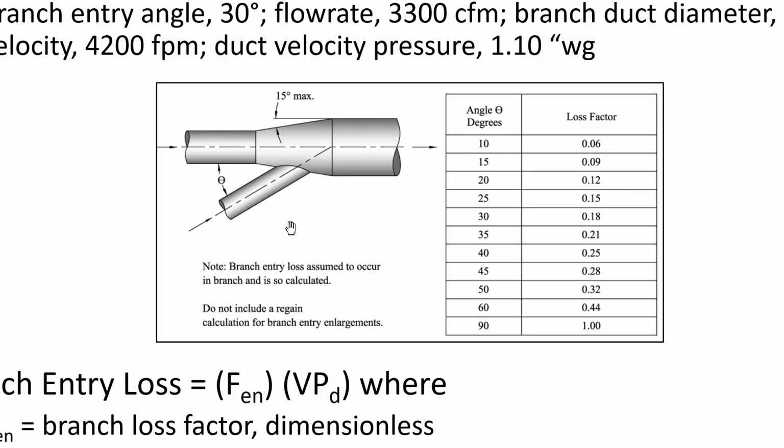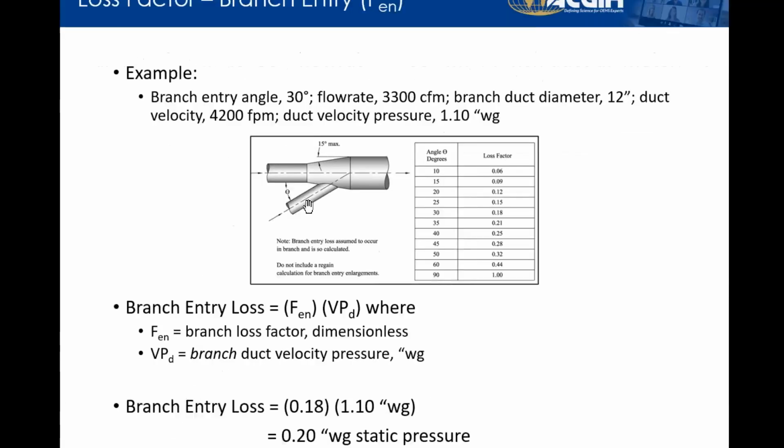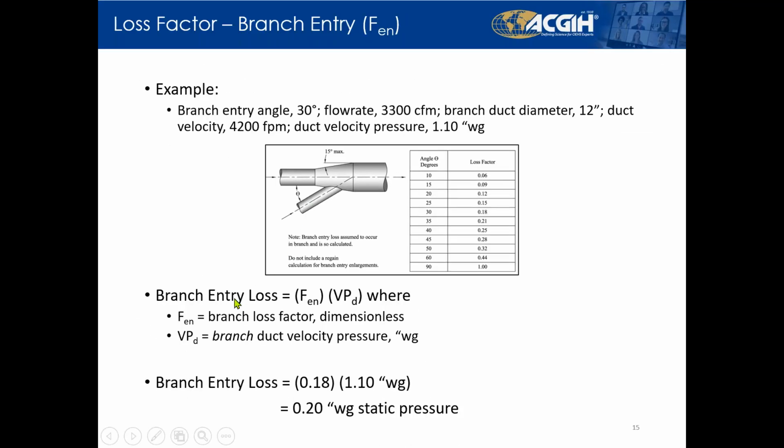So when we're calculating our entry loss, we're just calculating the dynamic loss of these 2 air streams merging into a main duct. So then our branch entry loss is our entry loss factor, F sub n, times our duct velocity pressure. And we said for a 30-degree angle, this is 0.18. So 0.18 times our velocity pressure is 0.2 inches of water gauge.